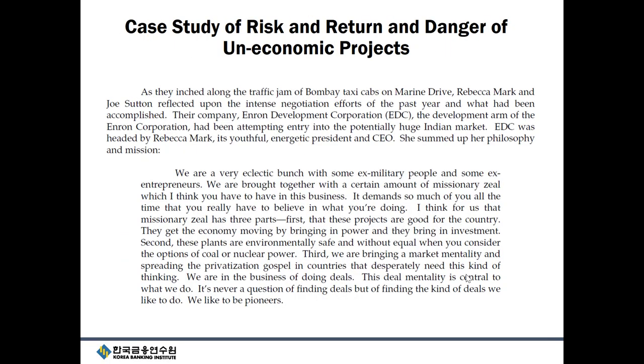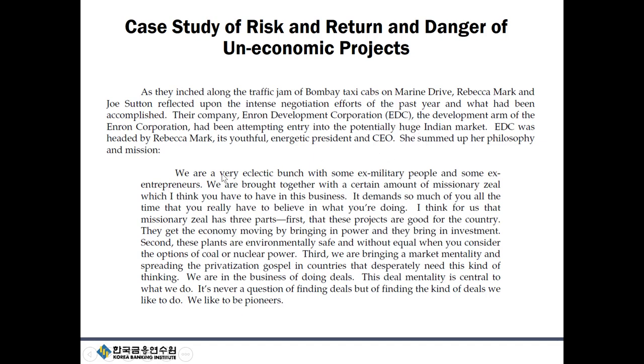So here's what I did next. I did a case study, and I love this part of the Harvard business case. I think I won't get in trouble for doing this. Their company, Enron, the development arm, wanted to enter the huge Indian market. Enron Development Company is headed by Rebecca Mark, an MBA from Harvard, its youthful, energetic president and CEO. Look her up on LinkedIn. She's pretty smart, I think.